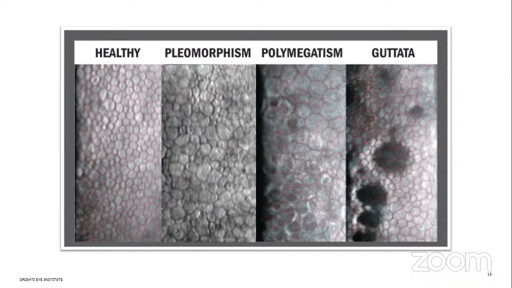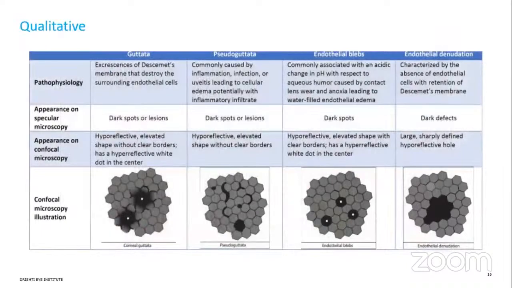There are also normal excrescences seen in young individuals called Hassall-Henle bodies, which are small transparent growths on the posterior surface of Descemet's membrane, seen generally in the far periphery. When similar changes are seen in the central cornea, they are considered pathological and referred to as guttata. Generally, guttata are seen in pathologies like Fuchs endothelial dystrophy, inflammation, and also with aging. These are pictures from confocal microscopy, which best illustrates the pathologies.